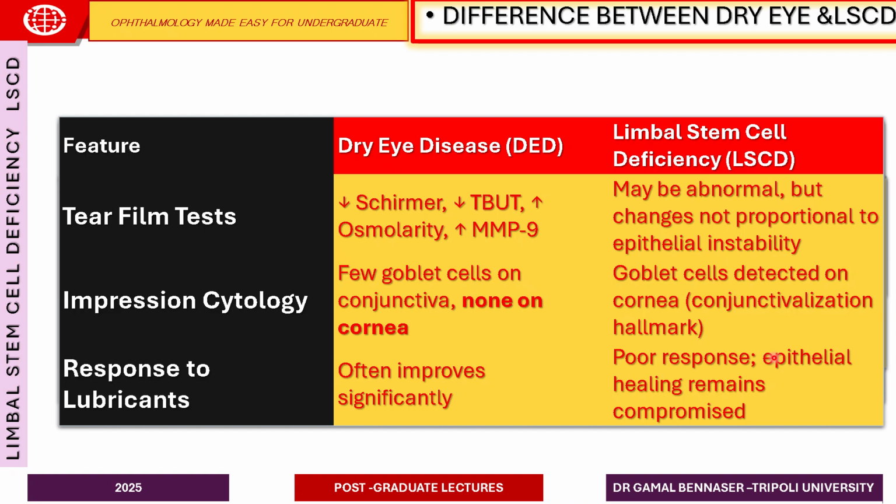So these are the major differentiating features between dry eye disease and limbal stem cell deficiency. This is very important to keep in mind because the signs and symptoms of these two diseases are confounding and usually mimic each other.